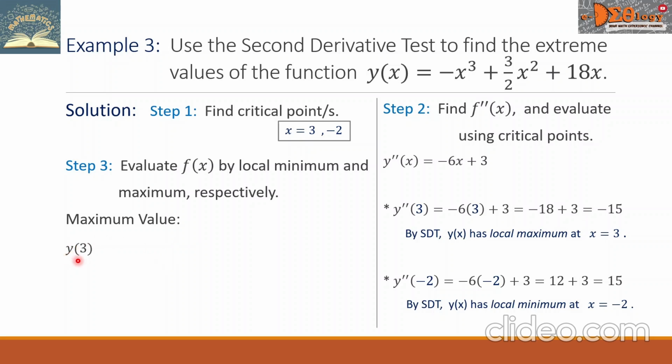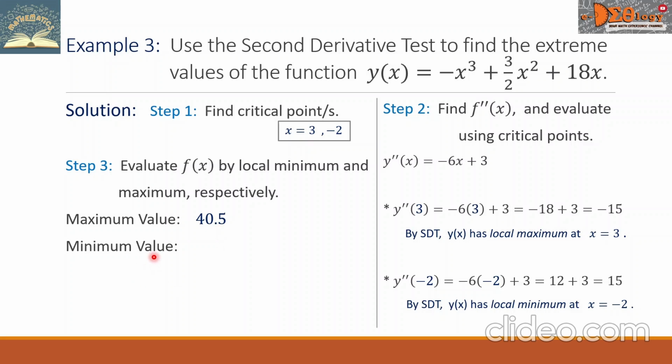So we have here y of 3. This is our function. So it becomes like this. We change all x by 3. Then we simplify. 3 cubed, and there is a negative sign outside, is negative 27. Plus 3 squared is 9, times 3 is 27, divided by 2 is plus 13.5. Plus 18 times 3 is 54. Finally, the answer here is 40.5. This is our maximum value. We copy it somewhere here.